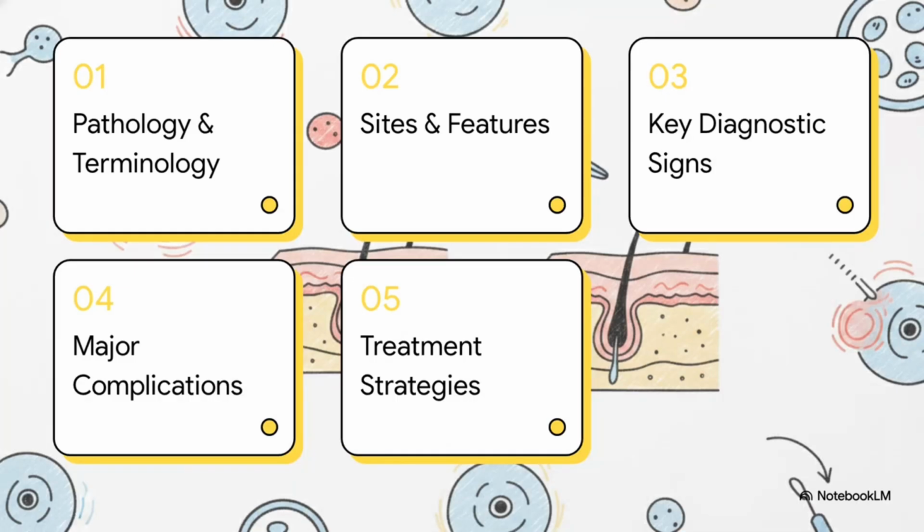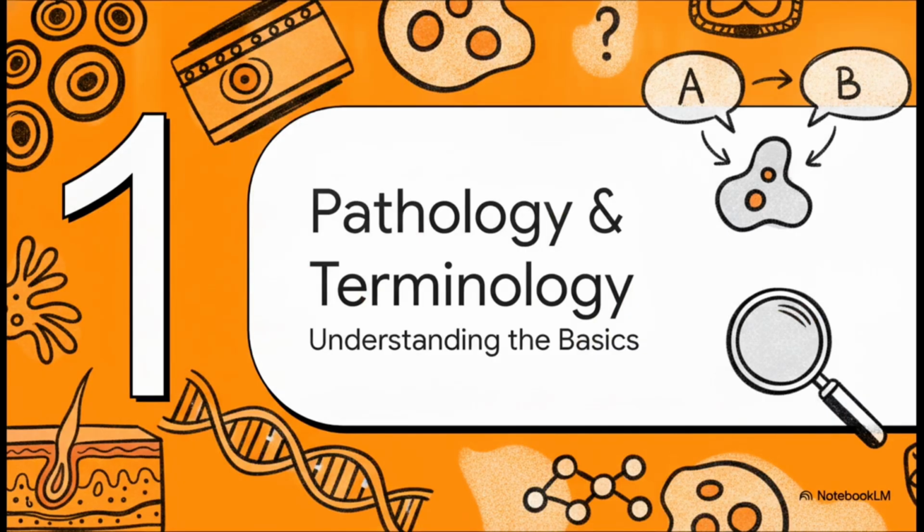Here's our game plan for today's clinical encounter. We'll breeze through pathology and terminology, hit the common sites and clinical features, nail down those key diagnostic signs, look at major clinical complications, and wrap it all up with surgical treatment strategies. All right, part 1, pathology and terminology.